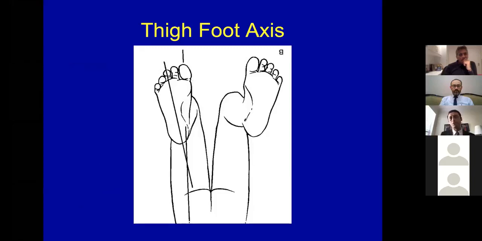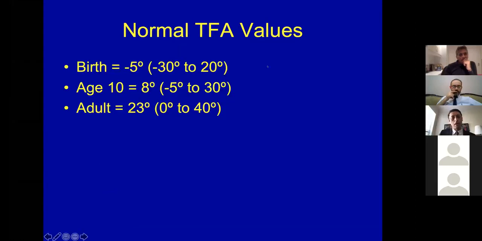The second step, you check your thigh-foot axis. You bisect the foot axis from the back to the thigh axis, and then you measure your thigh-foot axis. This will give you an idea about the rotational alignment of the tibia compared to the femur. And the normal thigh-foot axis is around -5 degrees.